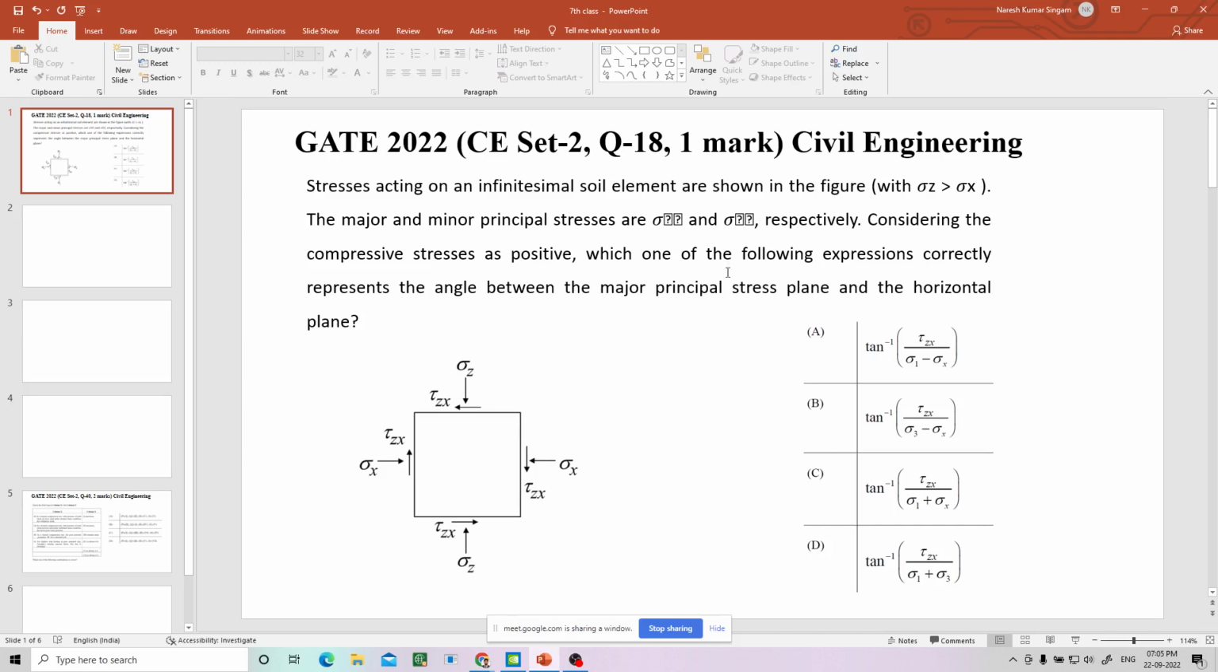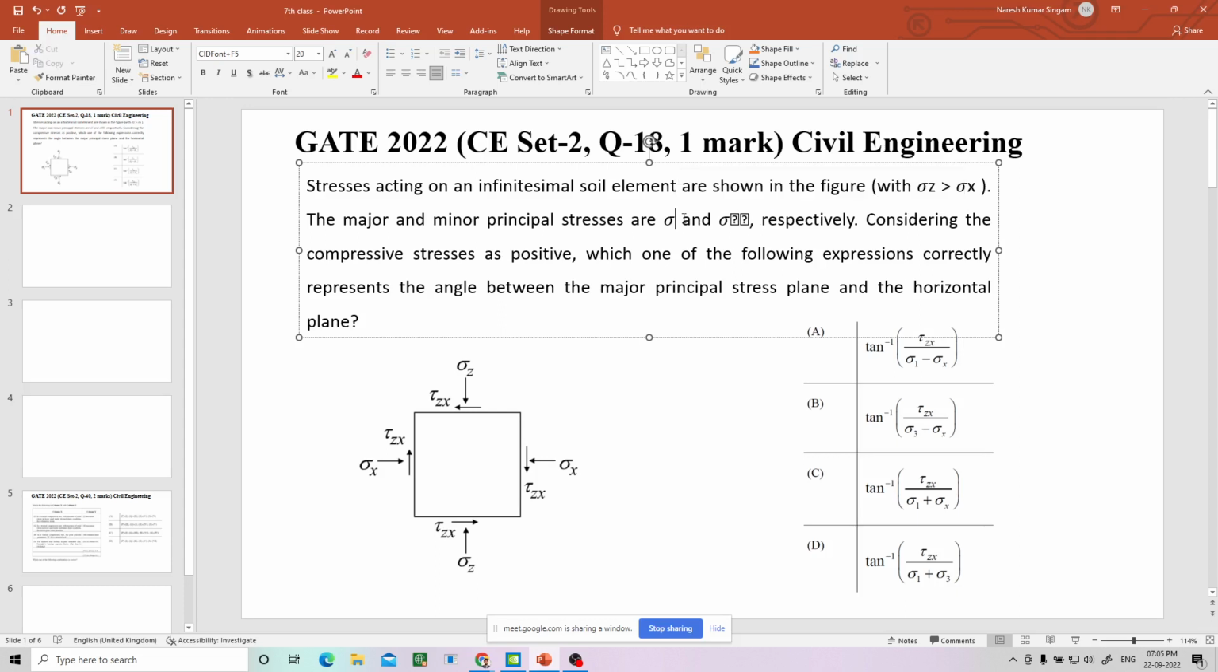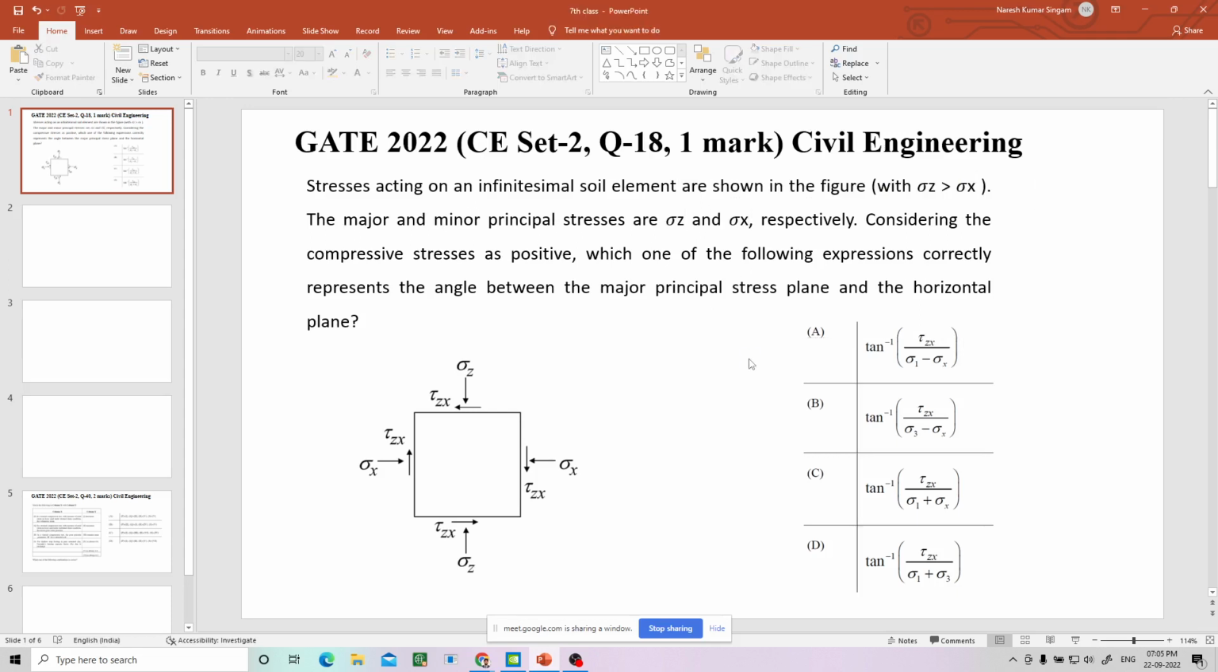Will you be able to see this slide? You can, right? So let me correct this. This is Z, this is X. I hope you can see the slide. So I'll start the class now.